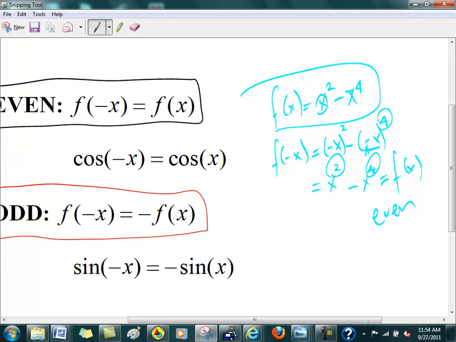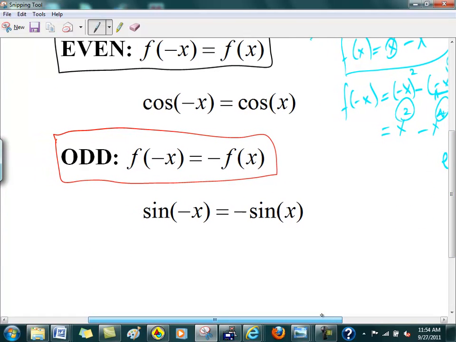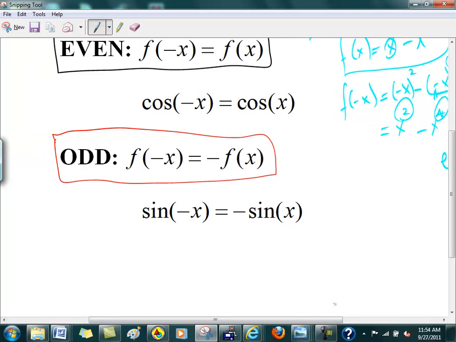All right? Can someone give me an example of an odd function then? f of x equals x to the 3rd minus x to the 5th. That'd be an odd function. What about a function like this?